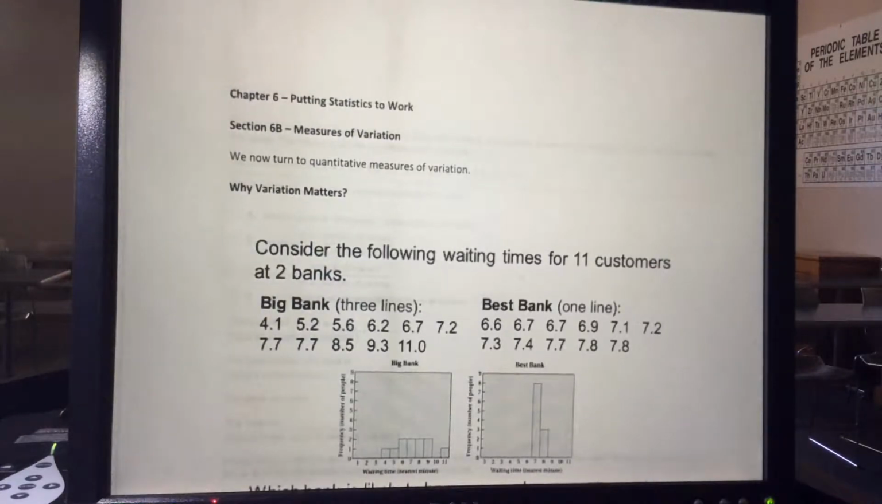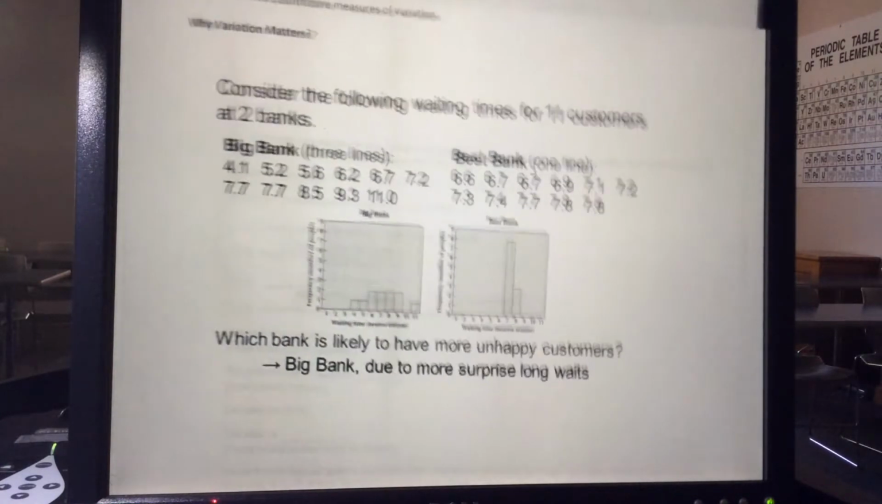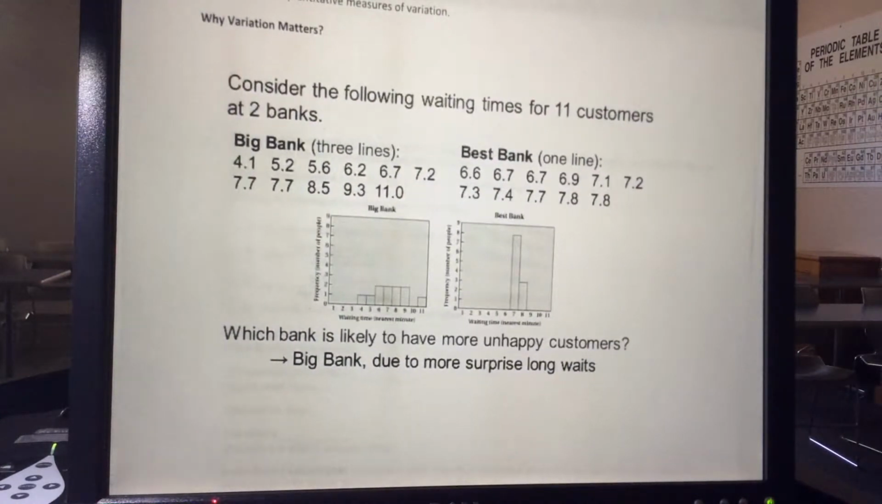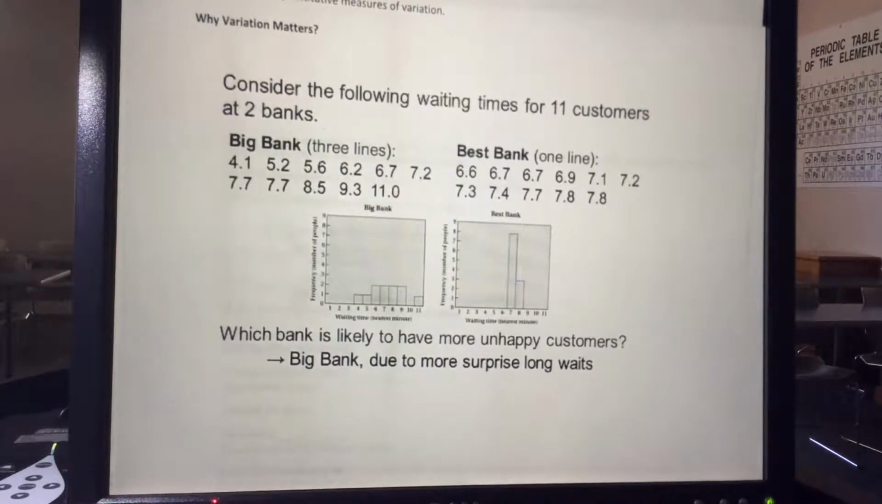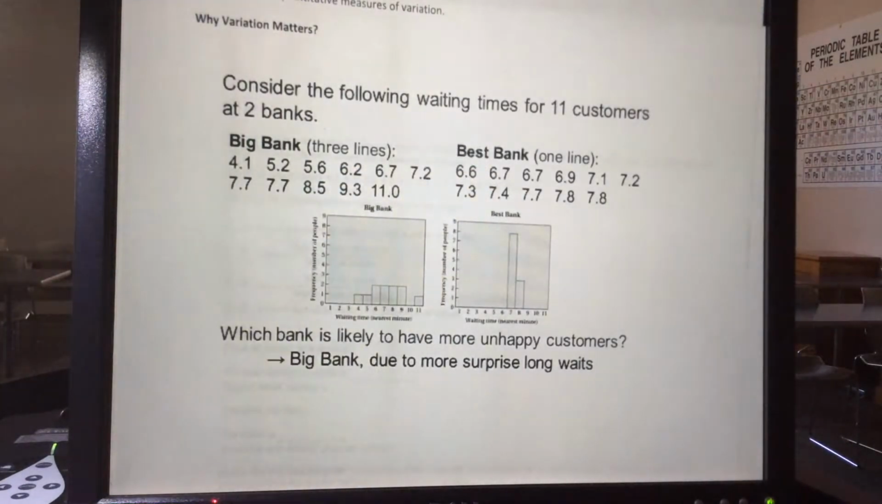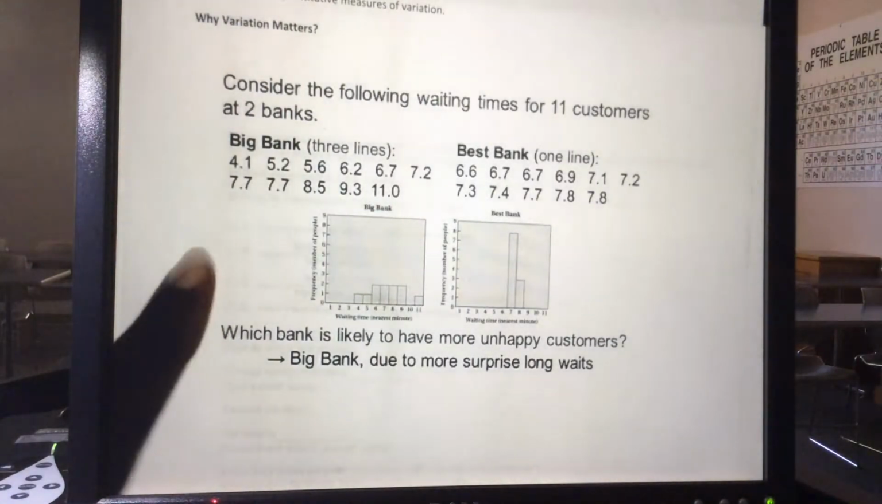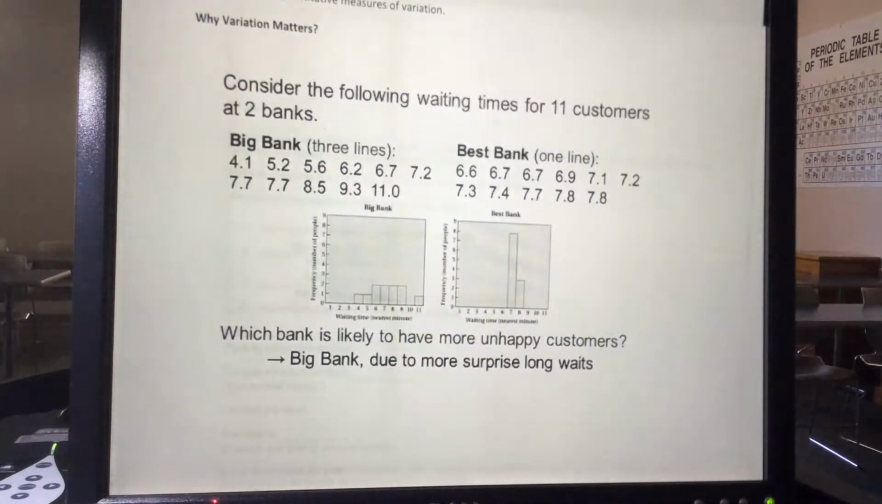Alright, let's take a look at this scenario here. Let's say we want to consider the following wait times for 11 customers at two banks. One would be Big Bank, which has 3 lines, and Best Bank only has 1 line. And these are the wait times for 11 customers at those 2 banks. Which bank is likely to have more unhappy customers?